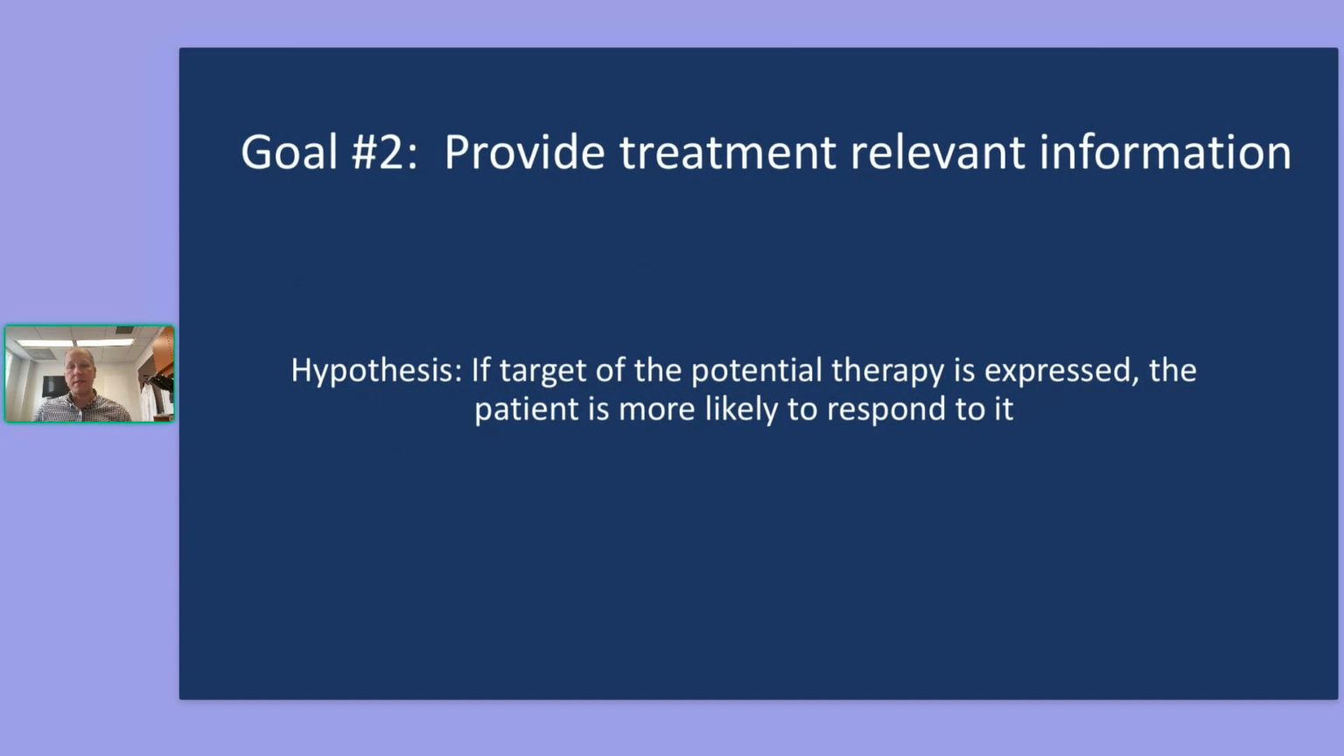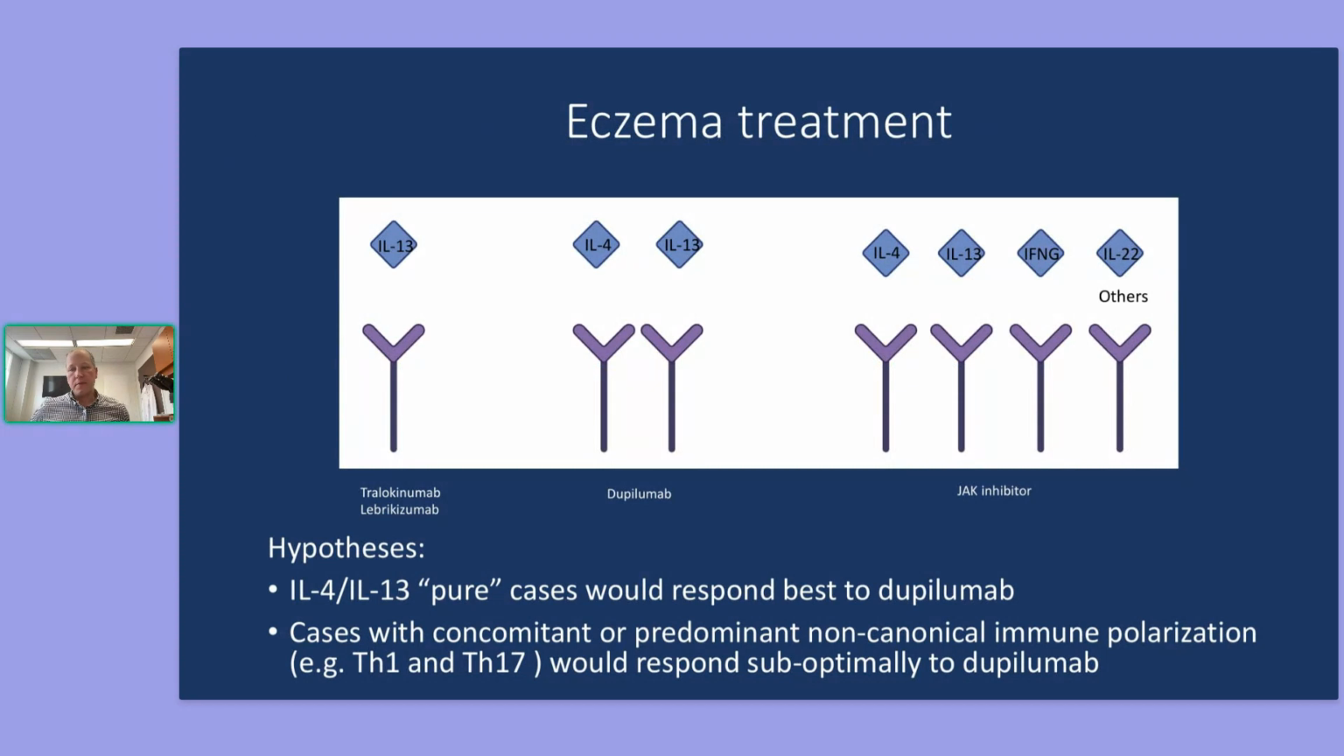The first part was sort of about diagnosis. The other question is like, can we actually provide treatment relevant information? And so this is a really simplistic hypothesis. There's nothing really particularly sophisticated about this, but the idea is if the patient expresses the target of the medicine they're taking, they're more likely to respond to it. But if they don't express that target, they're less likely to respond to it. So we'll focus just for sort of an anecdotal example of this in eczema or atopic dermatitis.